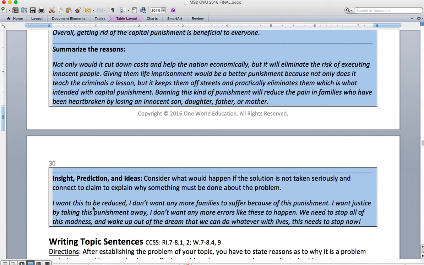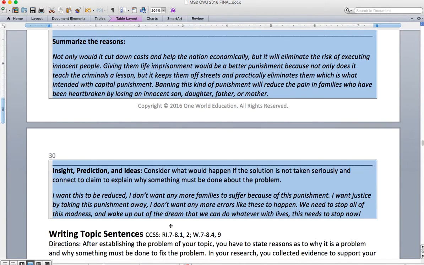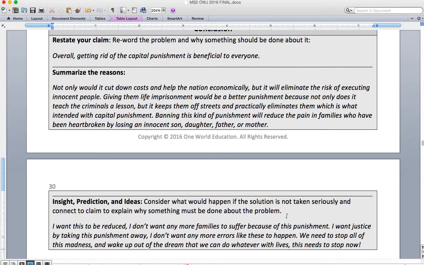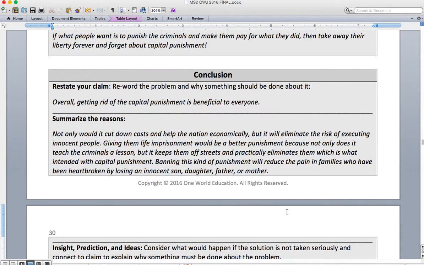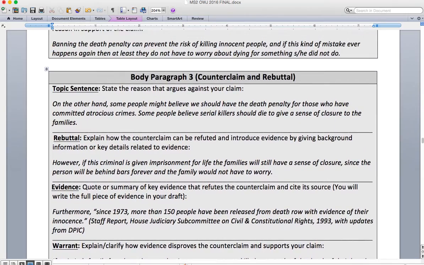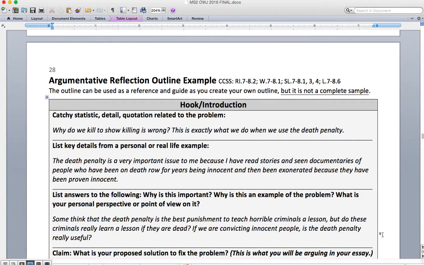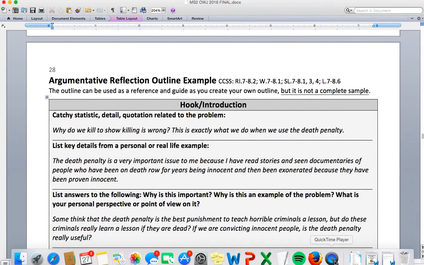So in this particular example, the person goes back to the personal connection and really tries to hammer home to the reader why this person thinks that the death penalty is wrong. So in your conclusion, you want to do the best you can at convincing your reader that your reason, your claim, your argument is as strong as it could possibly be. And when you finish all of this, you can go back to the beginning and check your work against your rubric. So that's how we're going to outline our essays.